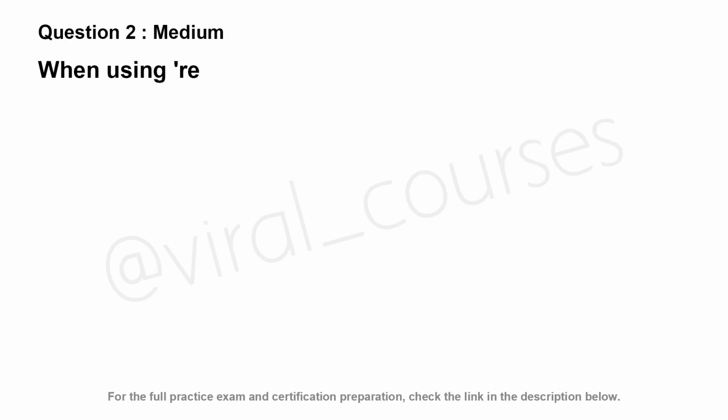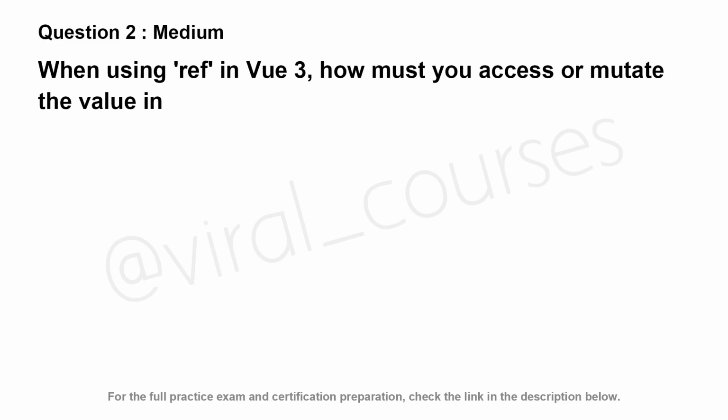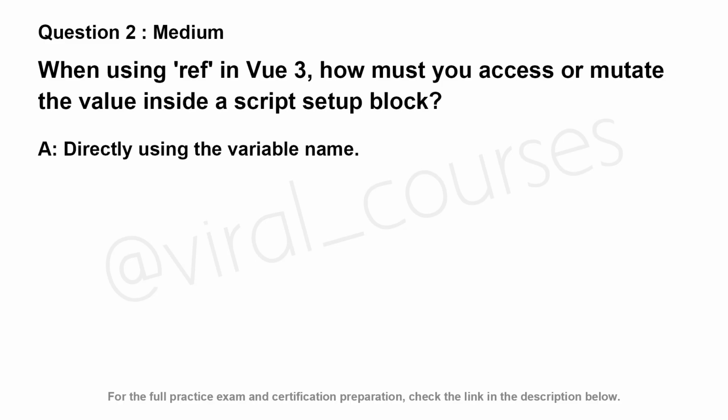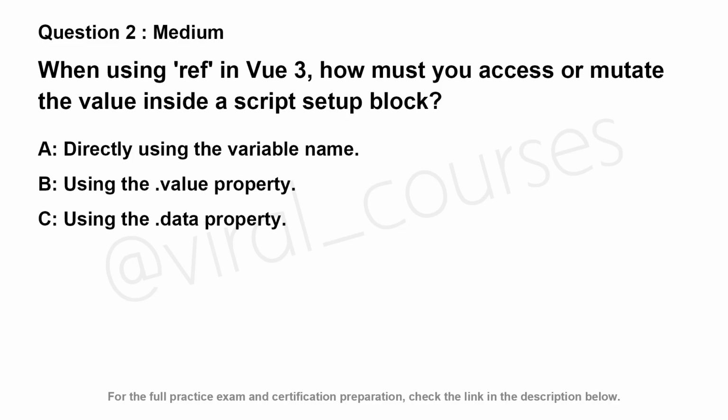When using ref in Vue 3, how must you access or mutate the value inside a script setup block? Option A. Directly using the variable name. Option B. Using the value property. Option C. Using the data property. Option D. Using the $val helper function.